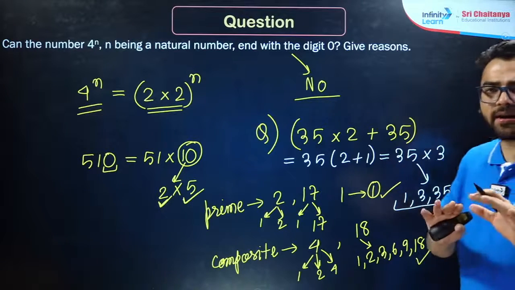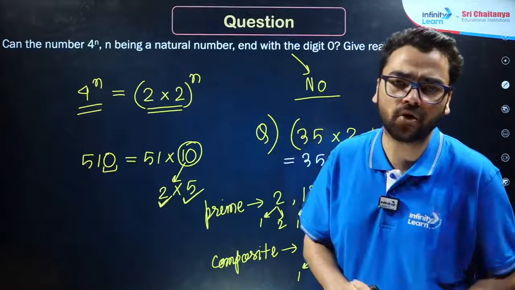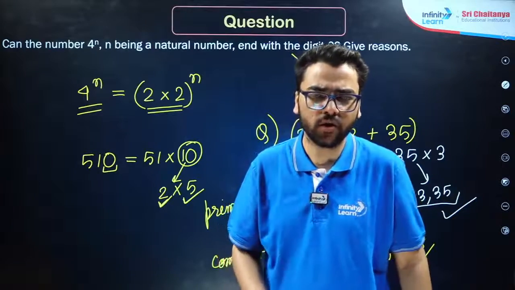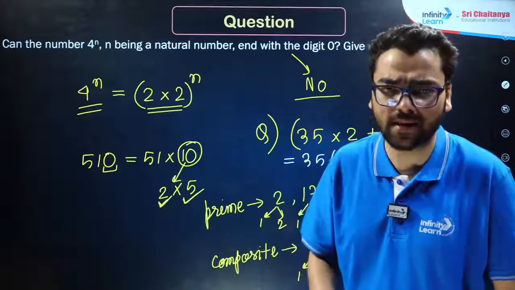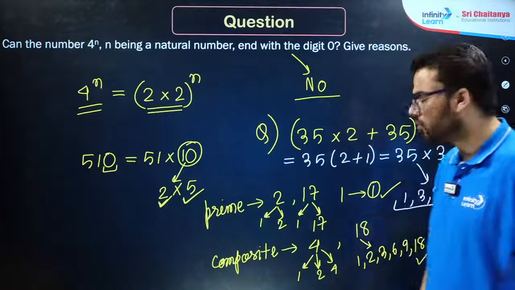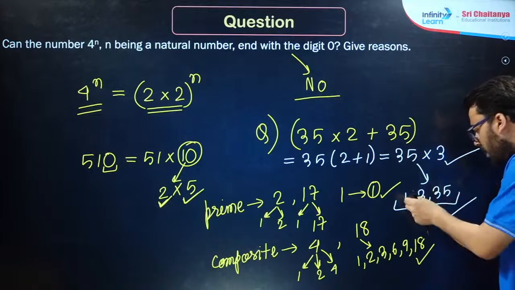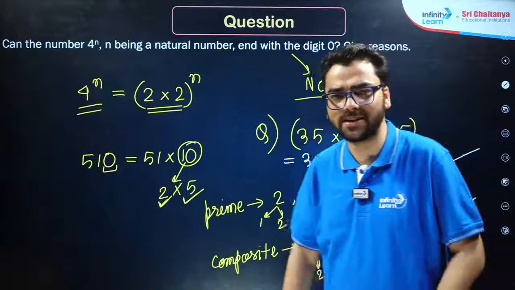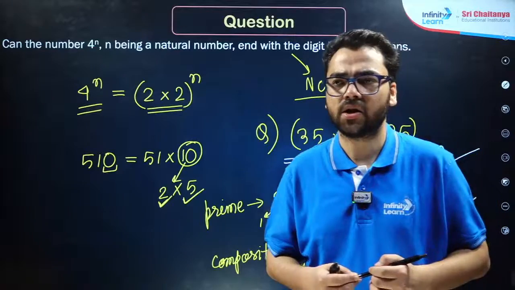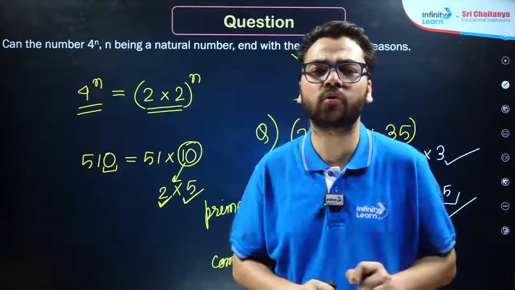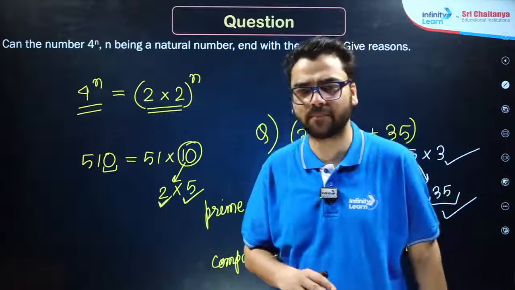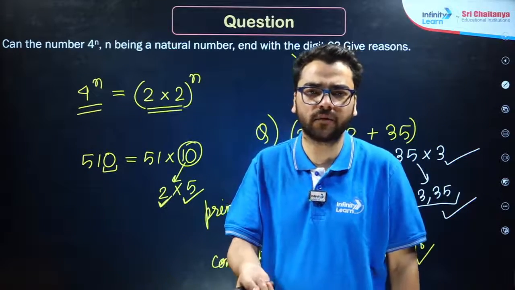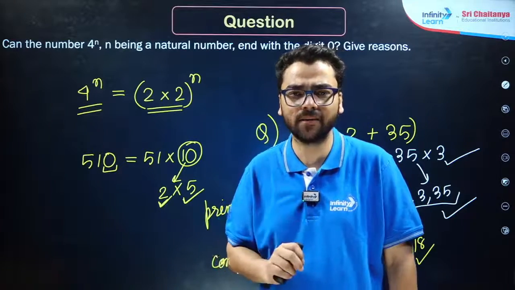If you want to prove a number to be composite, you have to show that it is having more than 2 factors, and that is enough. You don't need to write all the factors of this number. You have shown that it is having more than 2 factors. So therefore, this number is a composite number. Is it clear? You don't need to note down all the factors of that number. I hope that is clear.